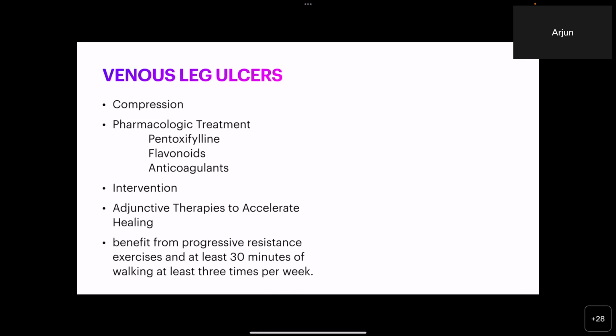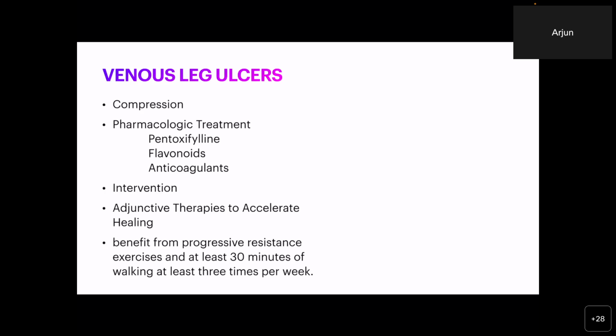Coming to venous leg ulcers, they are basically treated using compression. Sustained high-strength compression of the limb remains one of the bases of treatment for venous leg ulcers. Pharmacologically, we can also use pentoxifylline and flavonoids. Flavonoids are plant-derived compounds which contain anti-inflammatory and antioxidant properties. Flavonoids, in addition to compression, have a significant benefit in treatment.